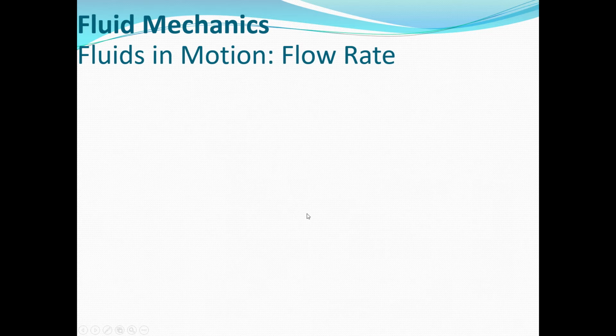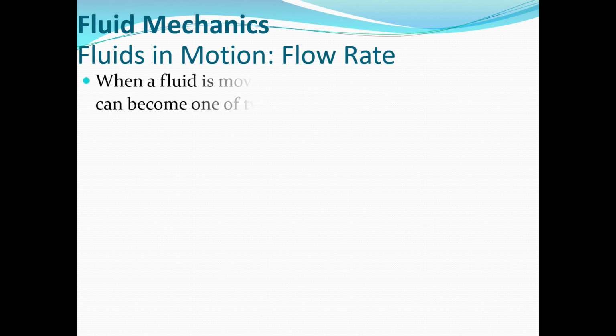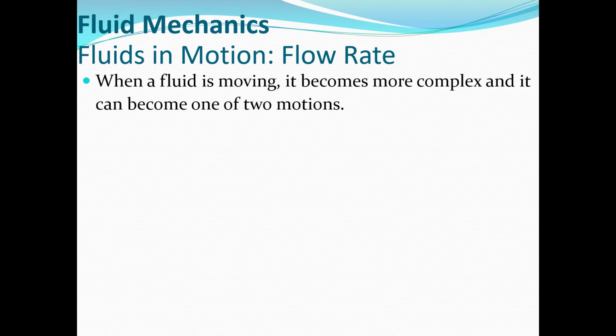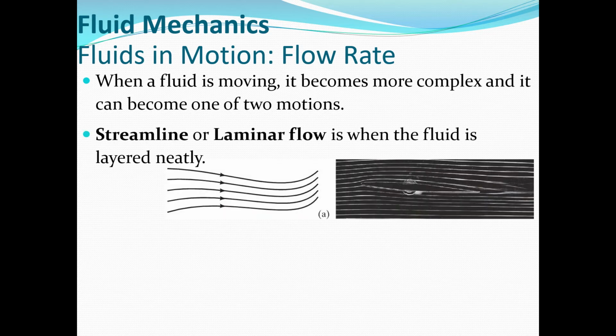Now, the stuff that we just talked about before were basically stationary fluids. Now we're going to move on to allowing for fluids to move. So the first thing that we want to talk about is flow rate. When fluids start moving, there are two different scenarios that can happen. The first one is a streamline or a laminar flow. What this means is basically that when the fluid flows, all the particles are very neatly layered. You end up getting this nice and organized flow.